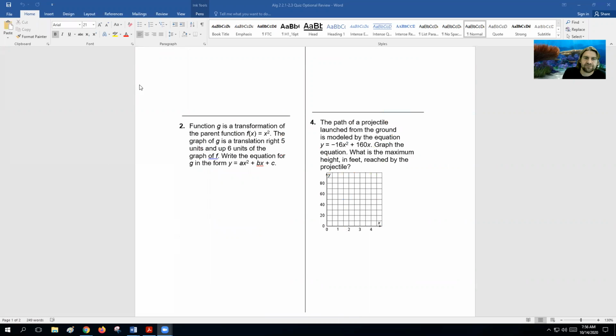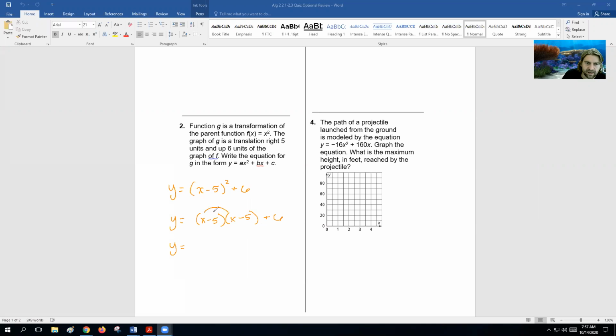All right, we've got a transformation of the function x squared, which is a parabola. We're going to shift it to the right 5 and up 6. So right 5 would be (x minus 5) in parentheses squared, and then up 6 would be plus 6. If we want to write this in standard form, we need to FOIL this out and add 6 to the end. So this would be x minus 5 times x minus 5, and we've got our plus 6.